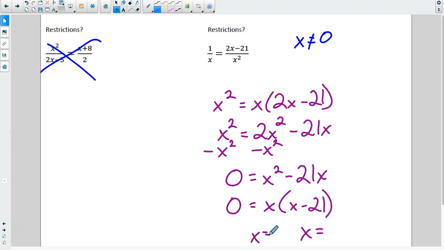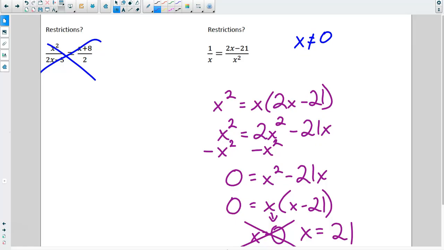What's my solutions? 0 from that one right there, and 21. So folks, this is the first time that our restriction showed up as a solution. And again, all you do is just cross it off. Done.